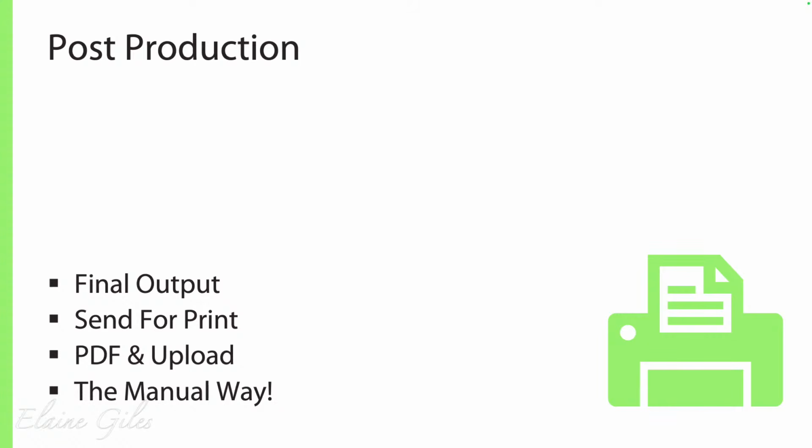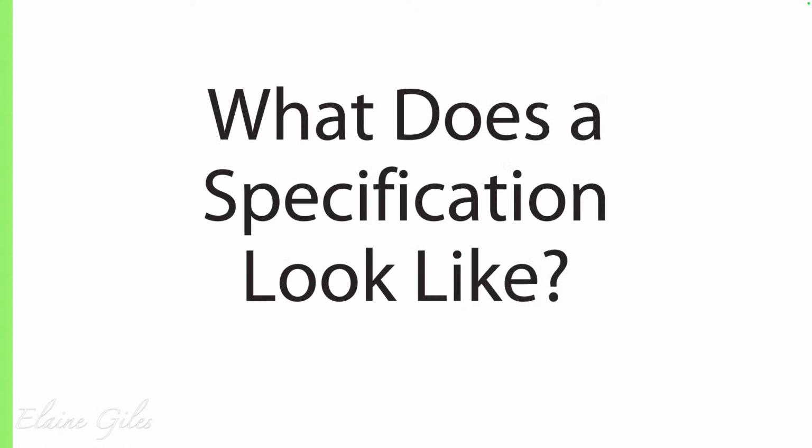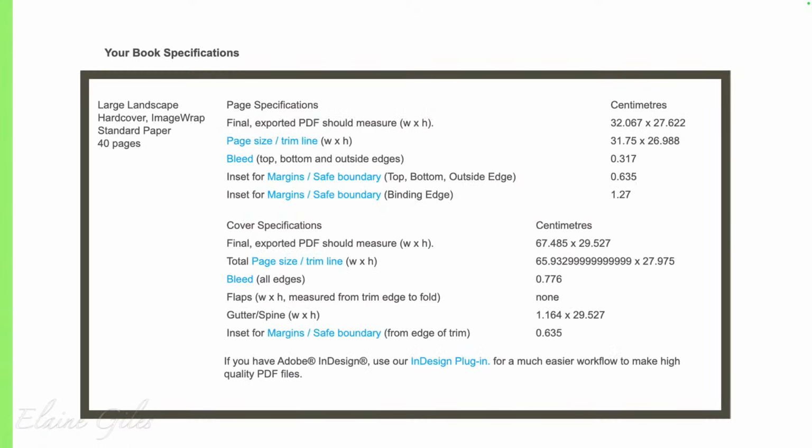But the thing that seems to freak most people out is working to a specification. So what does a specification look like? Now, virtually every online service I've seen provides a specification. They try and steer you away from it, to be honest, because it's easier for them if you use their application. There's a lot less can go wrong. But that is an example of what a specification looks like.